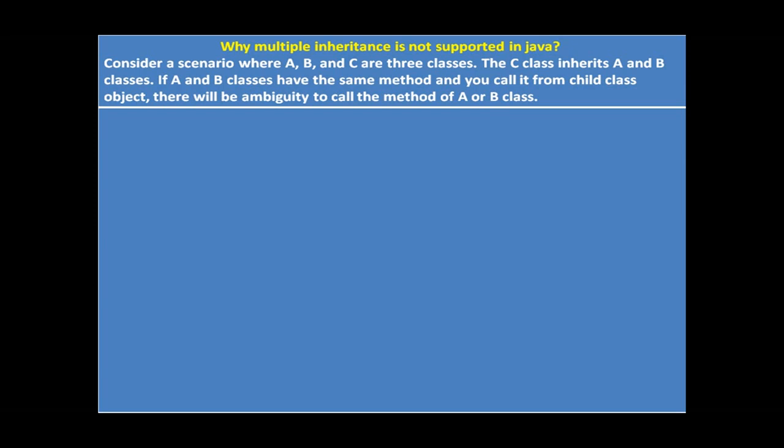But the thing is that multiple inheritance is not possible by using classes. Why is multiple inheritance not supported in Java? Consider a scenario where A, B, C are three classes. The C class inherits the A and B classes. If A and B classes have the same method and you call it from the child class object, there will be ambiguity in calling the method of the A or B class.